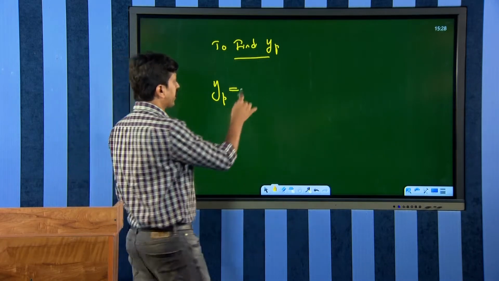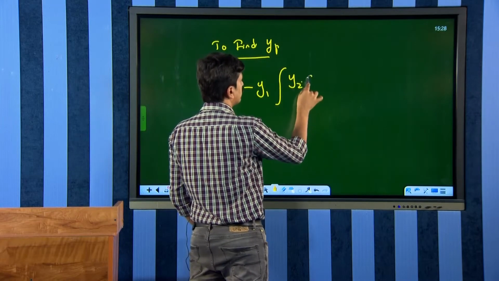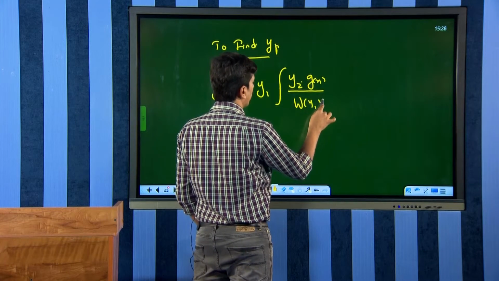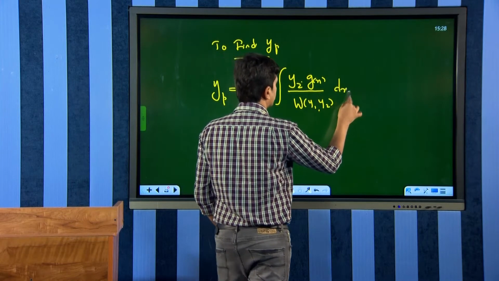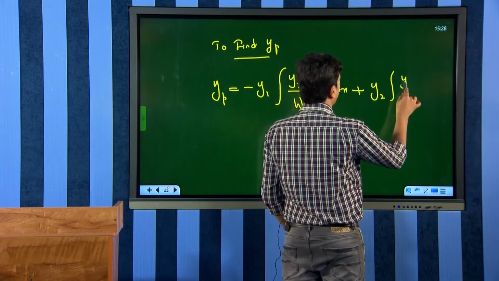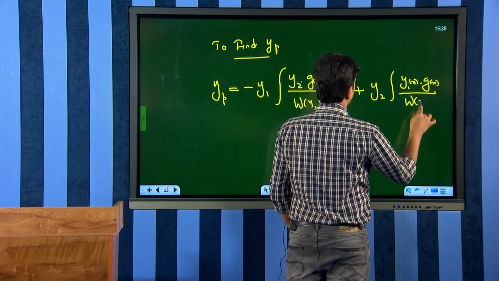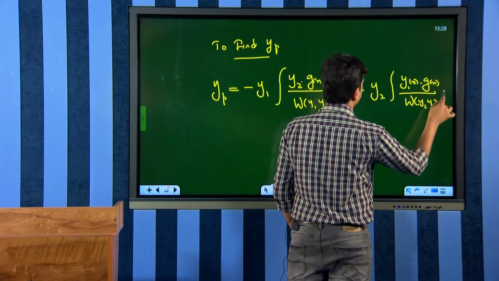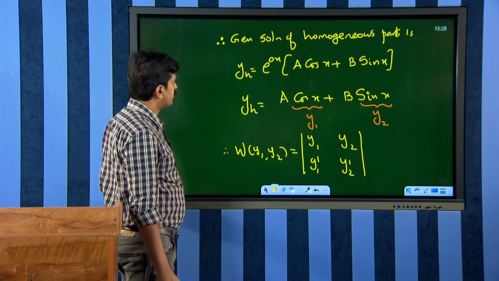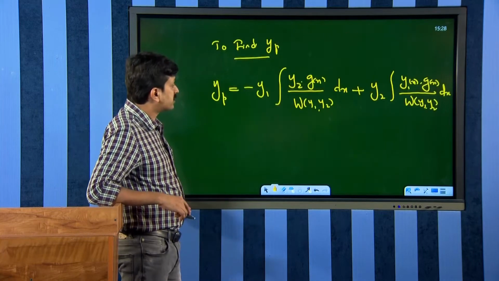yp is equal to minus y1 into the integral of y2 into g of x divided by W of y1, y2, dx, plus y2 into the integral of y1 of x into g of x divided by W of y1, y2 of x, dx. So what is actually g of x? g of x is sec x.